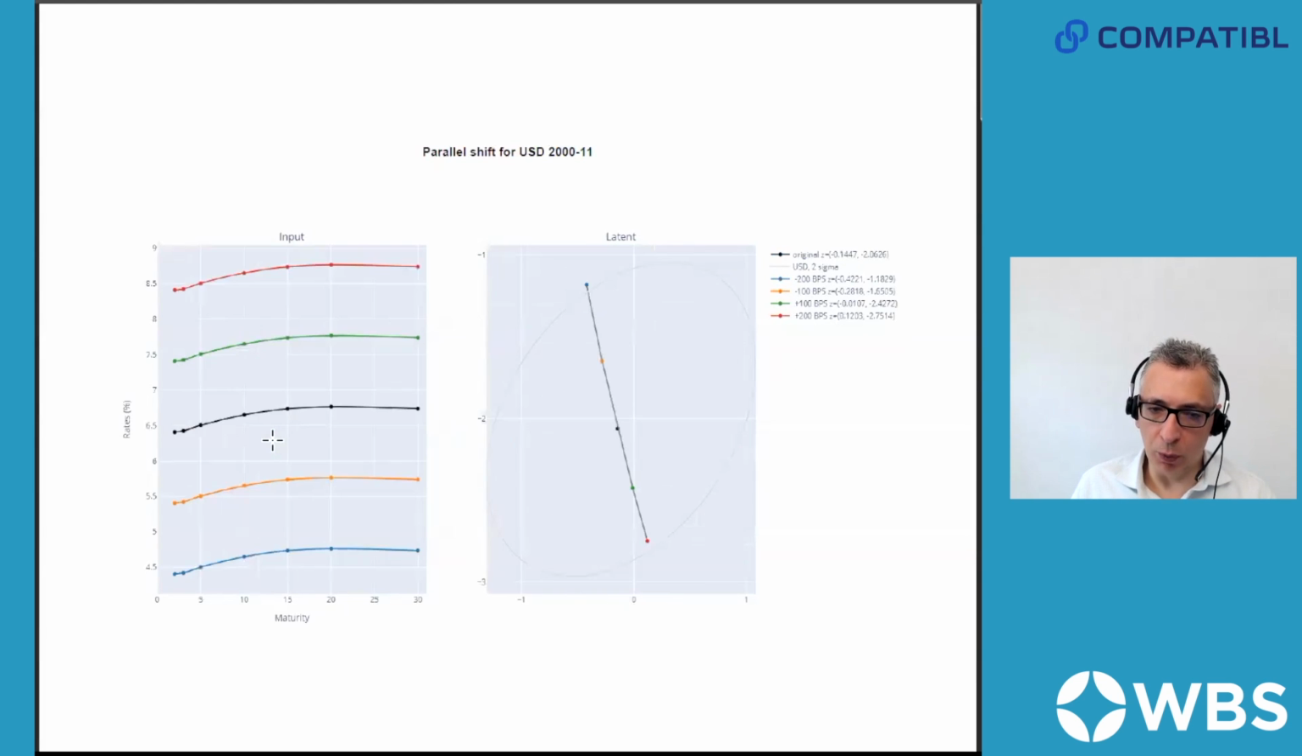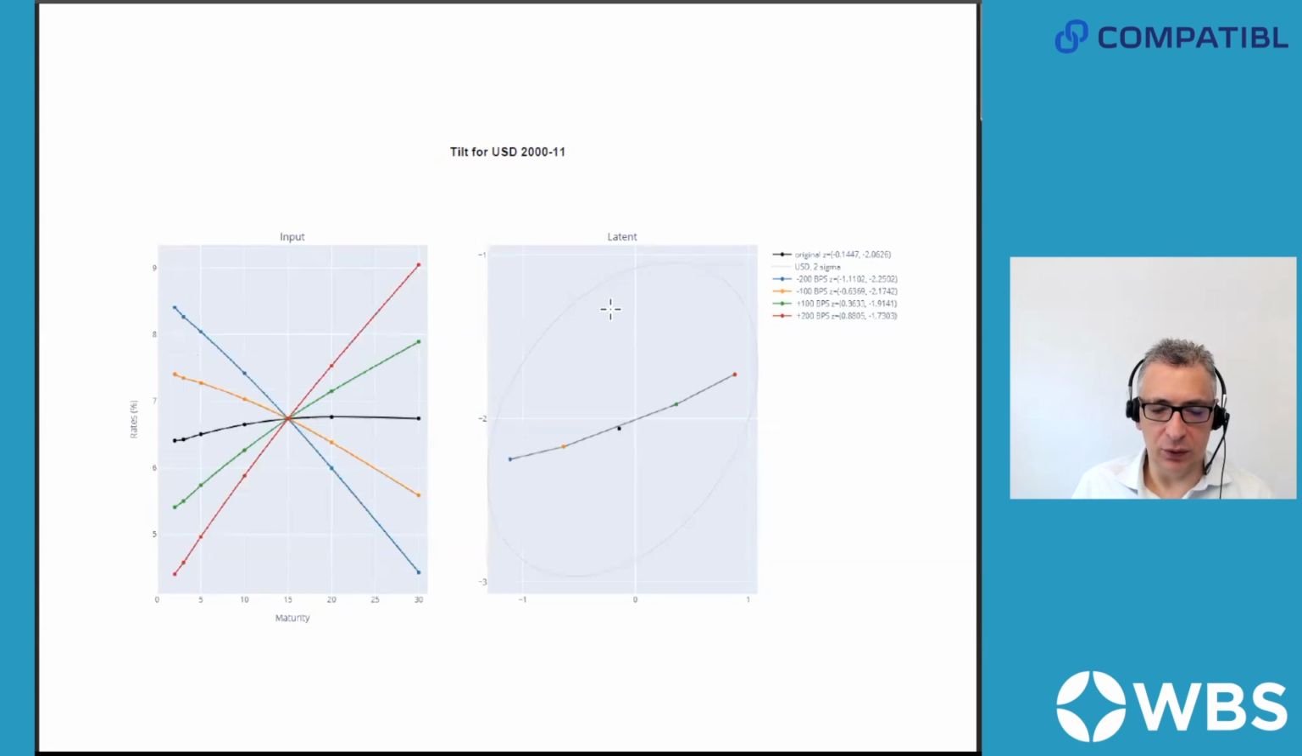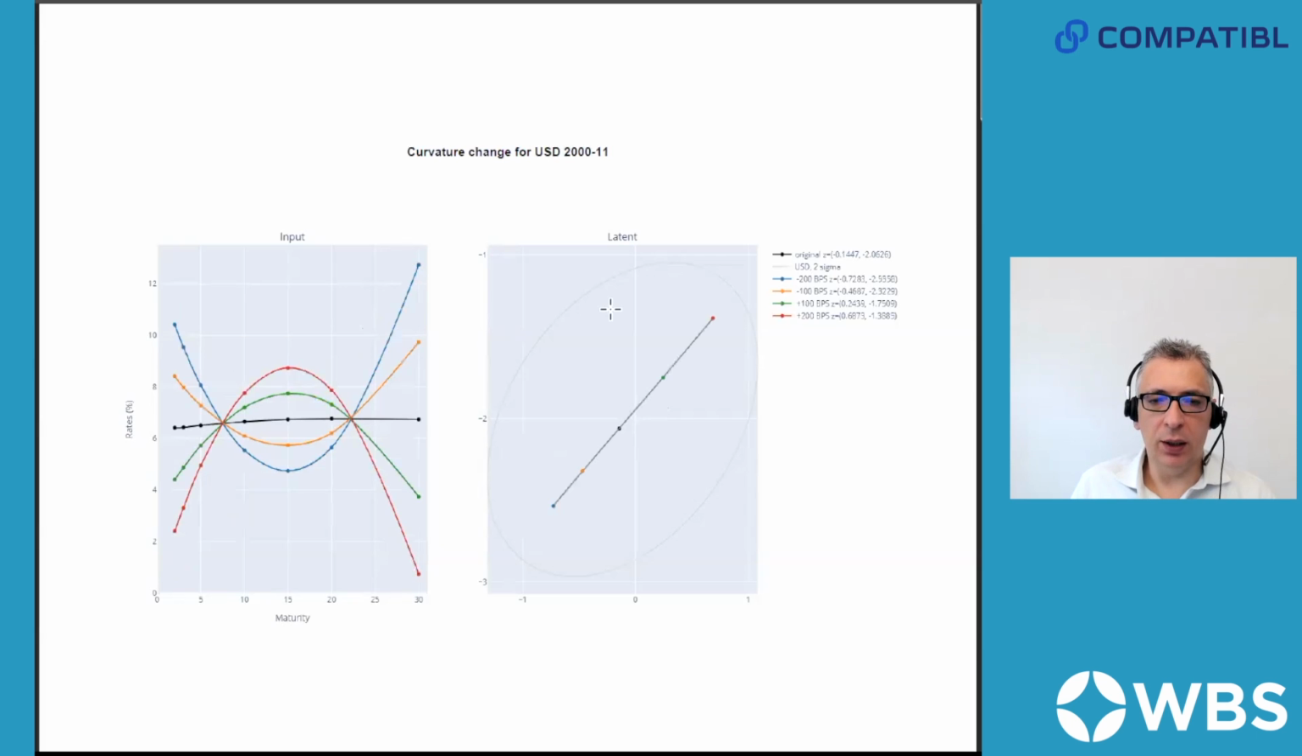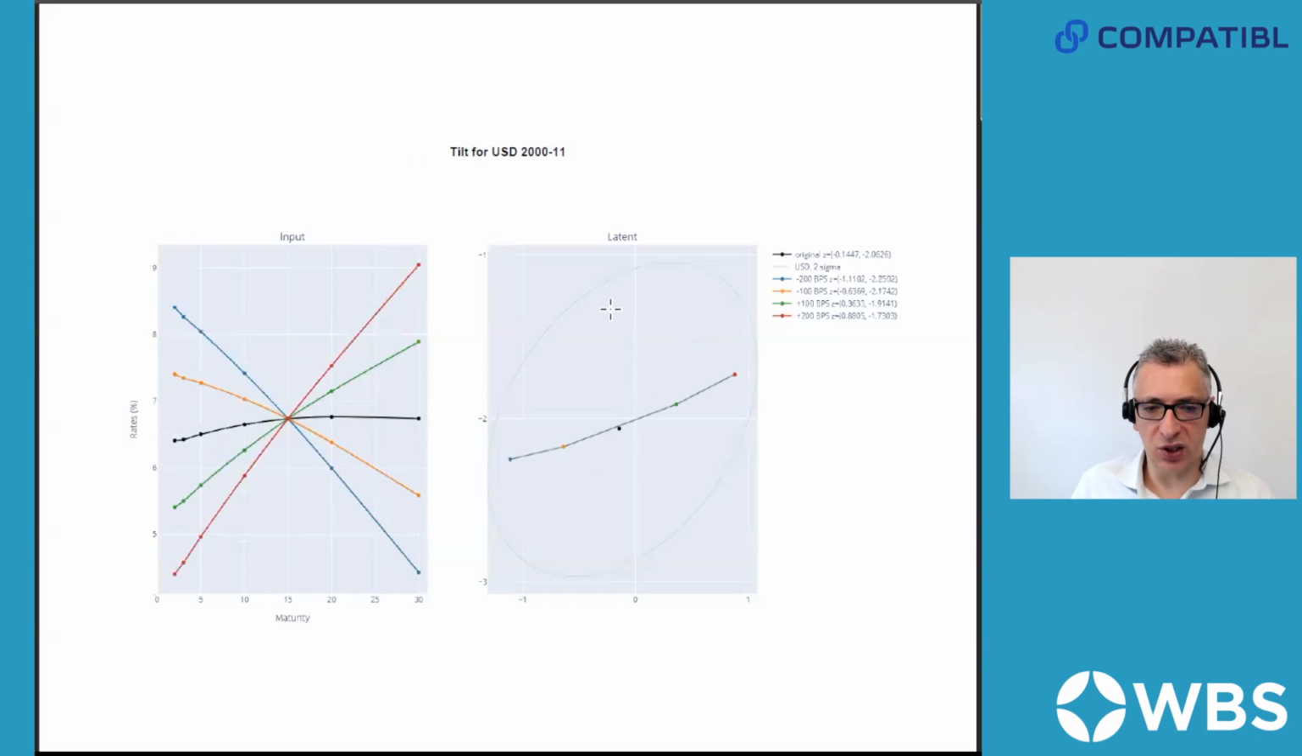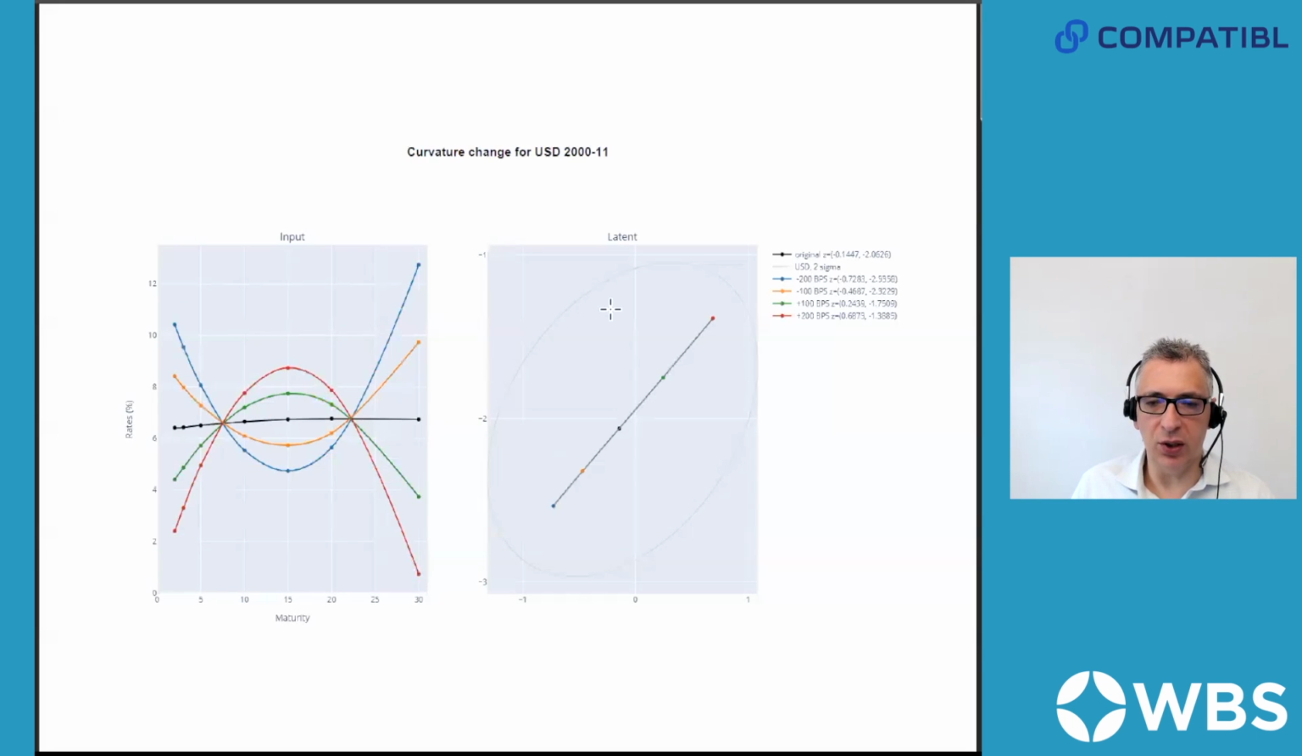Now, you can do the opposite. You can start from parallel shift and see what you do in latent space. If you do a parallel shift, you move along this direction in latent space. If you do a tilt around the 15-year point, you go in the approximately perpendicular direction, exactly what you'd expect. And if you do curvature, it's somewhere between the two. Because we have three ways to shift the curve and only two variables, curvature is encoded as something in the middle.